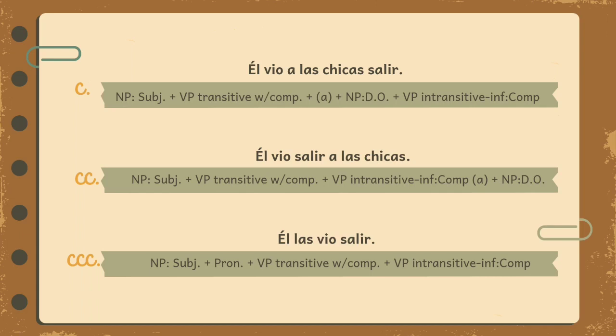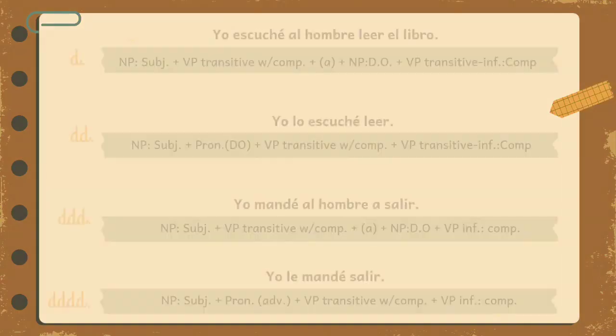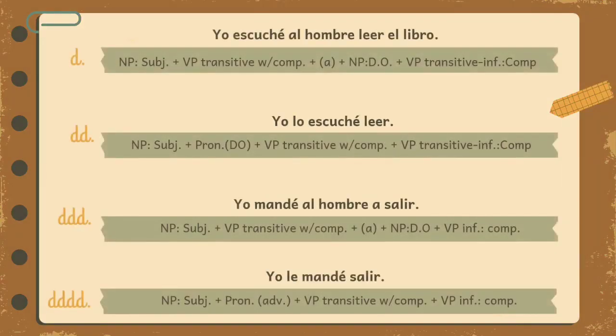Noun phrase as subject, pronoun, verb phrase transitive with complement, intransitive verb phrase with a verb and infinitive as the complement. D. Yo escuché al hombre leer el libro. We have noun phrase as a subject, verb phrase transitive with complement, plus a, plus noun phrase as a direct object, plus transitive verb phrase with a verb in infinitive as a complement.